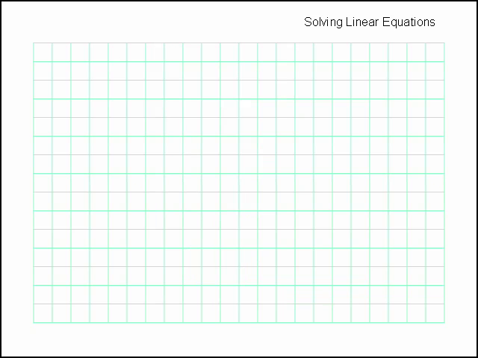Okay, let's look at one that has some more parentheses in it. 6 minus, in parentheses, 4 plus m equals 8m minus 2 times 3m plus 5.